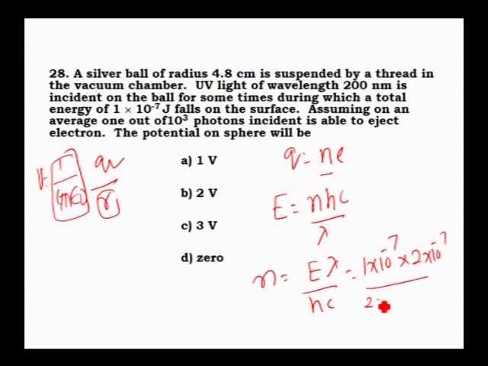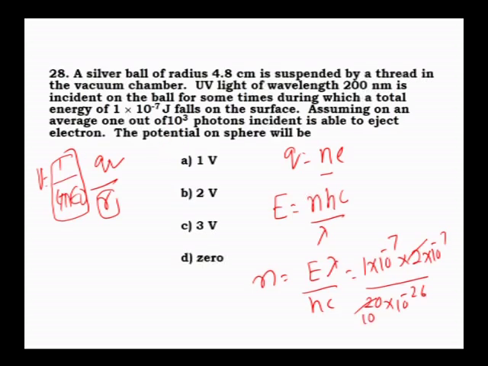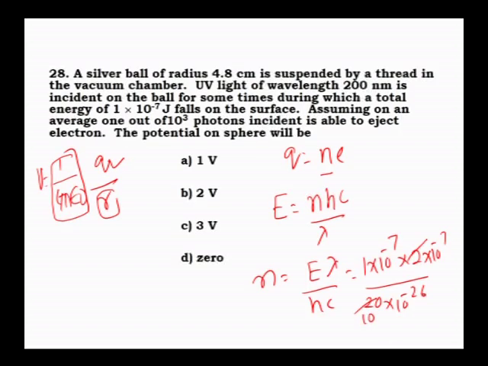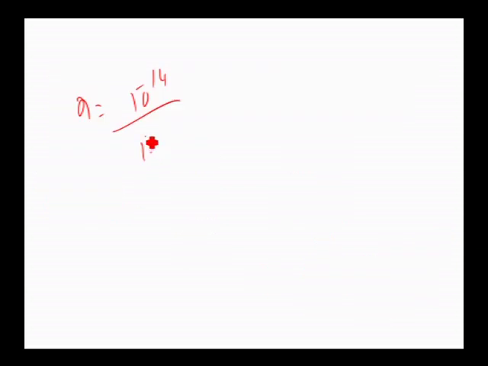By hc, that is 20 into 10 to the power of minus 26. Calculating, the 2 and 1s, the 2 and 10s cancel, right? Therefore the numerator n is equal to 10 to the power of minus 14. Divided by the denominator, again taking 10 to the power of 1, 10 to the power of minus 25 divided by 10 to the power of minus 25, it is 10 to the power of 11. Therefore the total number of photons incident on the surface will be 10 power 11.